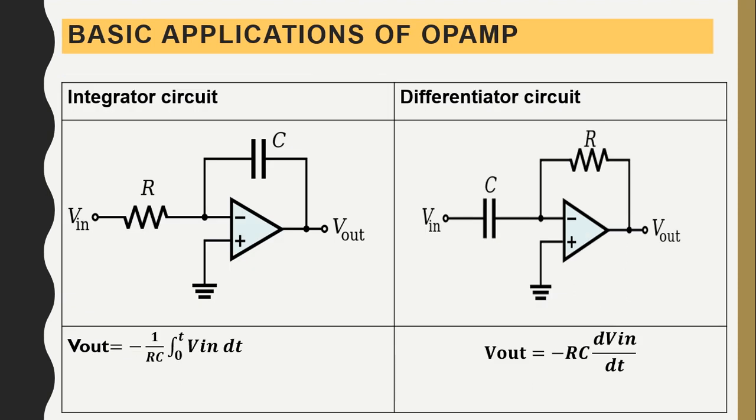Another example is an integrator. This integrator is a simple RC circuit, high pass filter, sorry, low pass filter. That's why its formula is output equal to minus 1 by RC into integration of input voltage. Similarly, differentiator circuit, like a high pass circuit, minus RC into differentiation of input voltage.